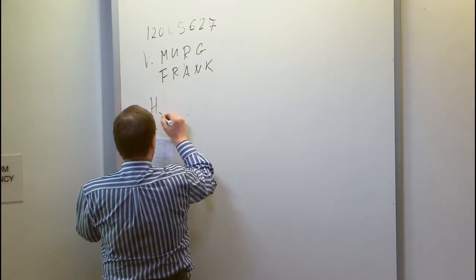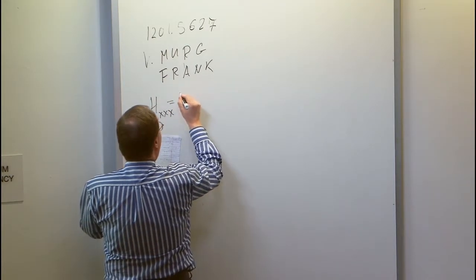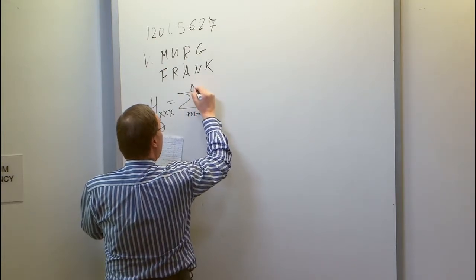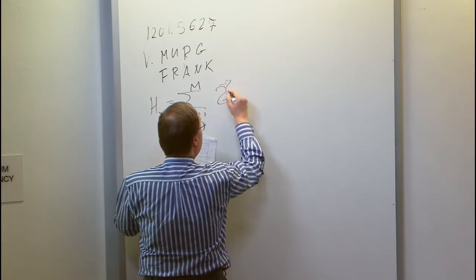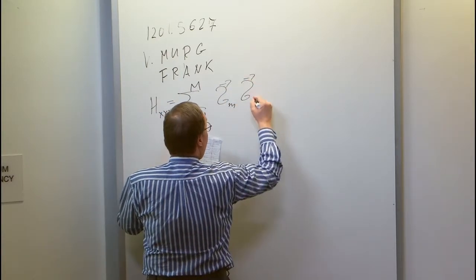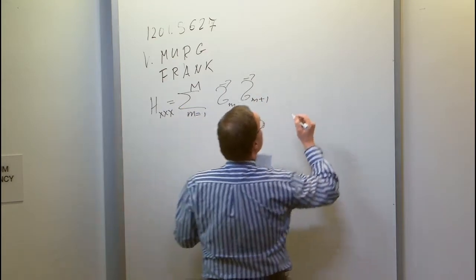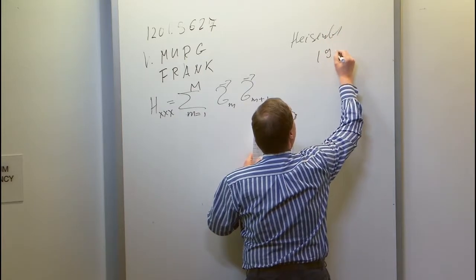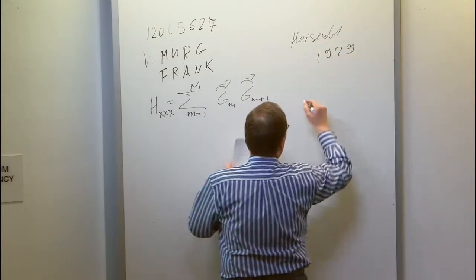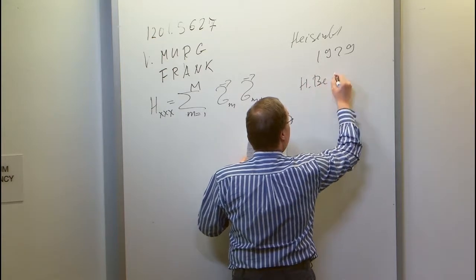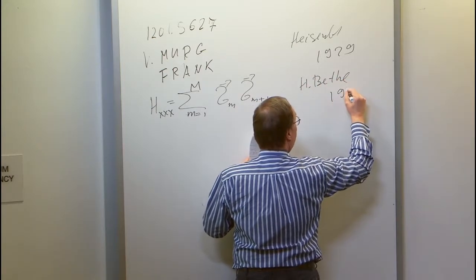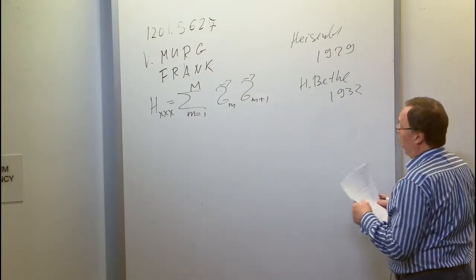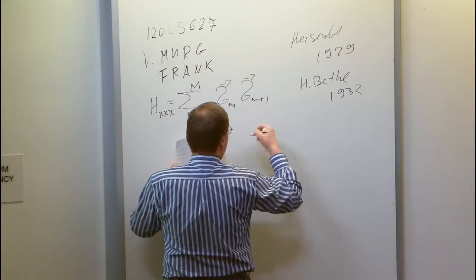So let me remind you. The Hamiltonian, where m is the lattice site and capital M is the length of the lattice. And this is 3 Pauli matrices in one lattice site, 3 Pauli matrices in another lattice site. It was introduced by Heisenberg himself in 1929. And then the eigenfunction was found by Hans Bethe in 1932, a long time ago.